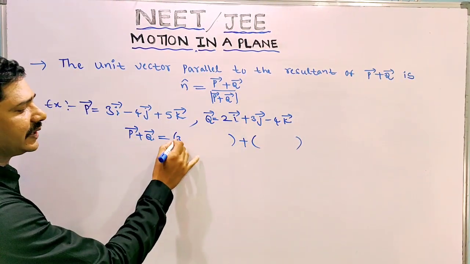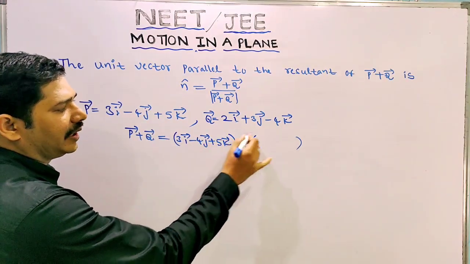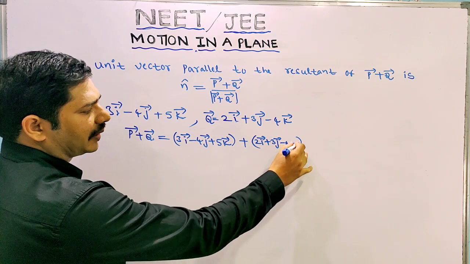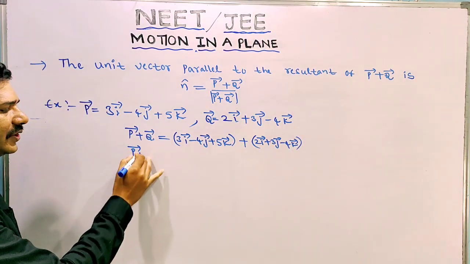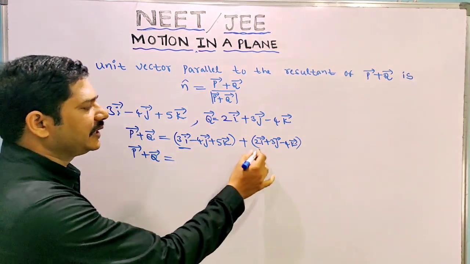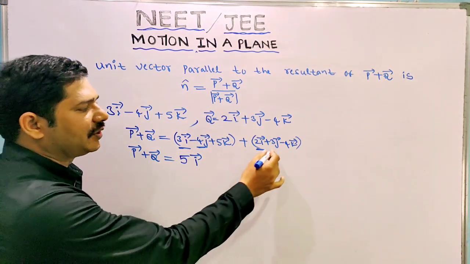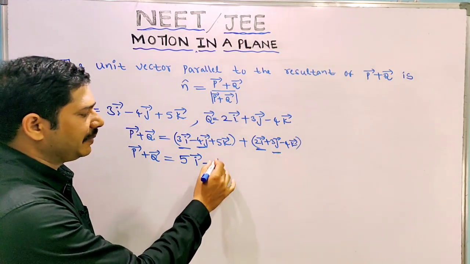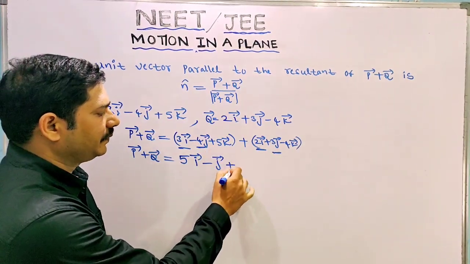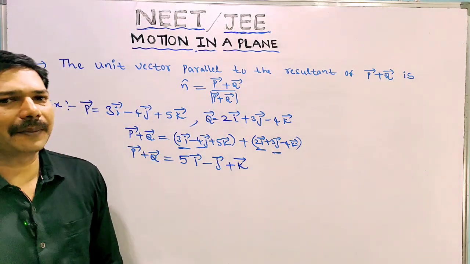Just add the two vectors, 3i bar minus 4j bar plus 5k bar and 2i bar plus 3j bar minus 4k bar. P bar plus Q bar is equal to, adding the similar components: 3i bar and 2i bar, total 5i bar. Minus 4j and plus 3j, how much? Minus j bar. Plus 5k minus 4k, just k bar. So this is the P bar plus Q bar we got.